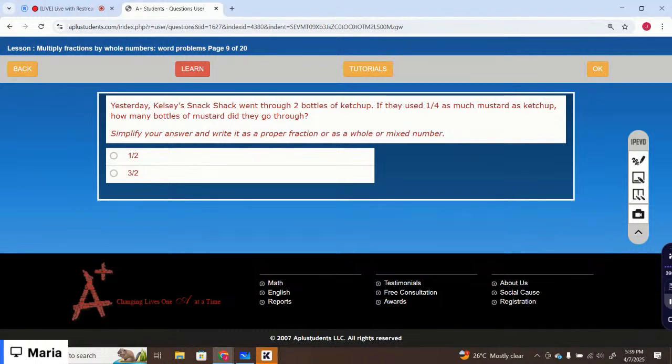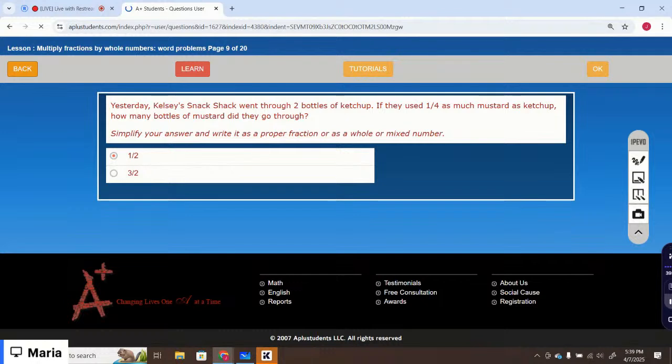Yesterday, Cal's snack shack went through 2 bottles of ketchup. If they used one-fourth as much mustard as ketchup, how many bottles of mustard did they go through? That is 1 over 2. Option number 1 is the correct option.